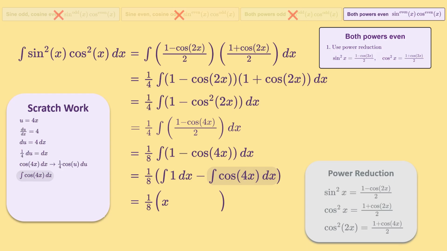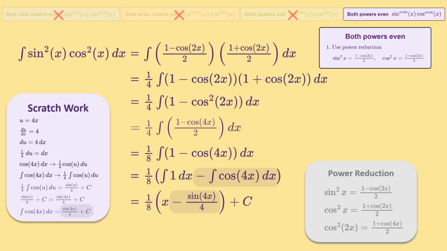So the integral of cosine of 4x dx becomes the integral of cosine of u du over 4. The integral is then sine of u over 4. Substituting 4x back in for u, the integral of cosine of 4x is sine of 4x all over 4. So inside the brackets, we get x minus sine of 4x over 4. Let's not forget the 1/8 we had out in front of our integral, so we can distribute that in. We get x over 8 minus sine of 4x over 32. And then we add C because this is an indefinite integral.